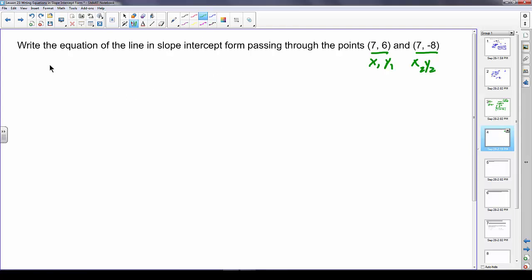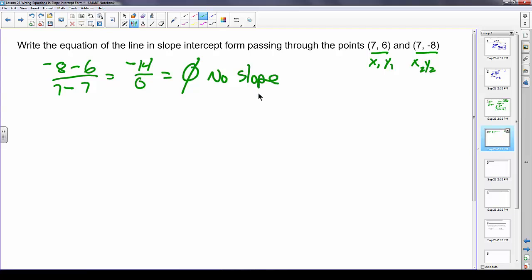And we'll plug into our equation y2, that's -8. And from that, we'll subtract 6 over 7 minus 7. Now notice what happens here. I have -14 over 0. You can't divide anything by 0, so we get no solution on this. So this actually has no slope.